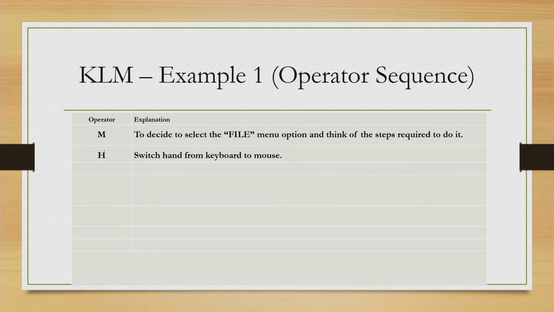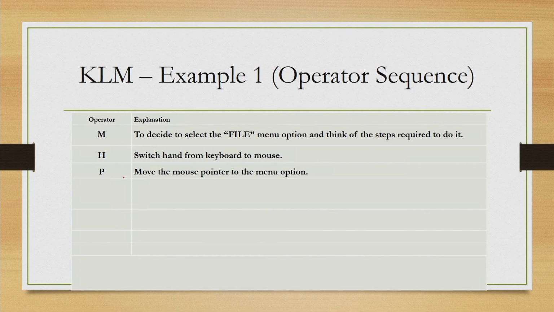Now, here although earlier I said that we do not require H, here I am assuming that our hand was on the keyboard and we are shifting to the mouse. So, we may use an H, but if we are already assuming that our hand is on the mouse, then we may ignore it. Then comes P. It essentially refers to the fact that we need to move the mouse pointer to the file menu option.